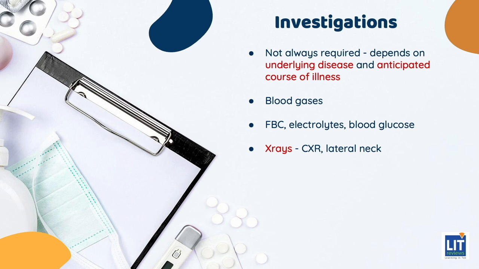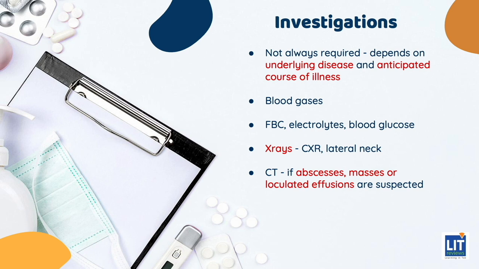Lateral neck x-rays look for soft tissue abnormalities such as retropharyngeal abscess, tracheitis, epiglottitis, and croup. A CT chest may be needed if abscesses, masses, or loculated effusions are suspected. An urgent 2D echocardiogram may be needed to look for effusions and to assess cardiac function.